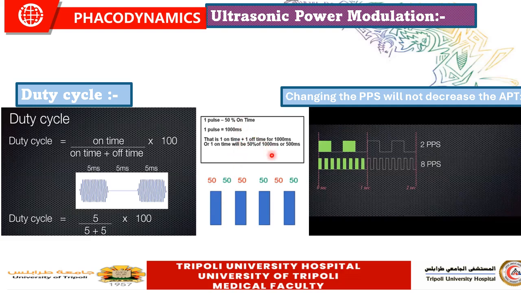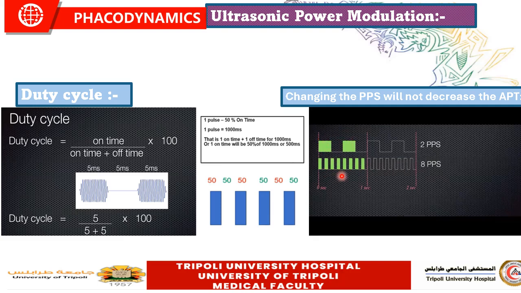Is it by increasing the ultrasound pulse rate, the pulse per second, or increasing the duty cycle? Now, the ultrasound pulse rate means the number of pulses per 1 second. For example, in this example, this is 2 pulses per second. So you can deliver the whole energy divided in 2 pulses.